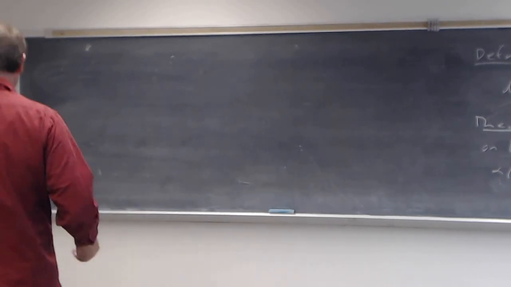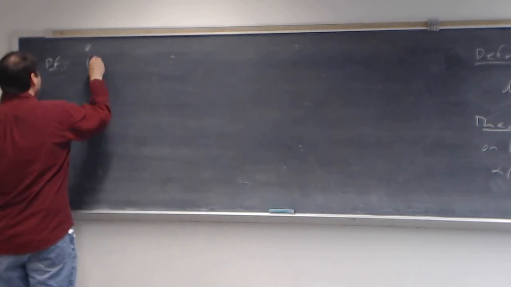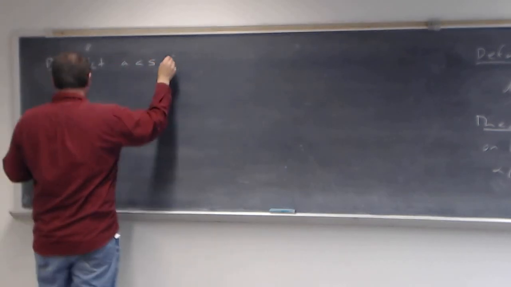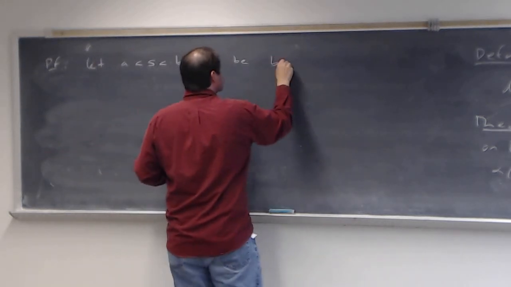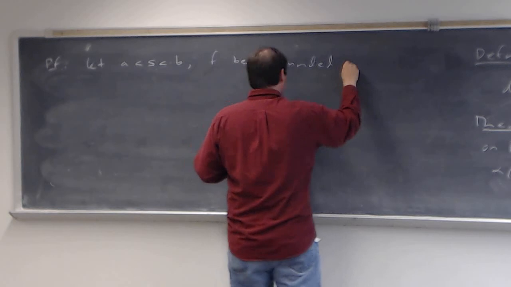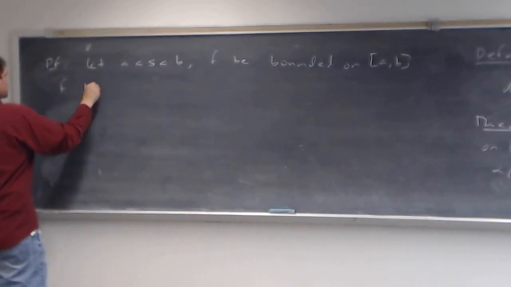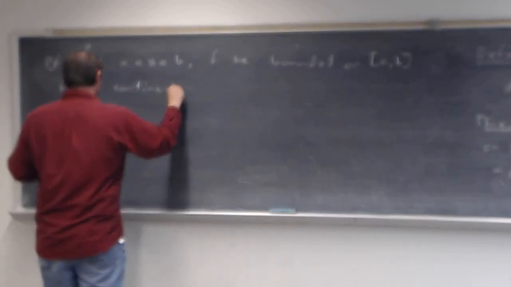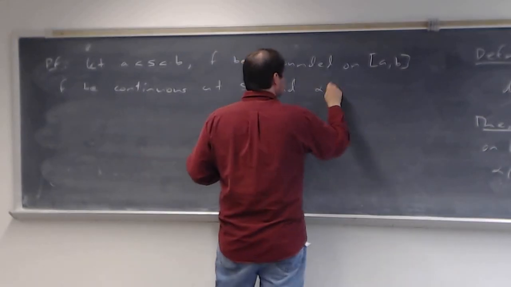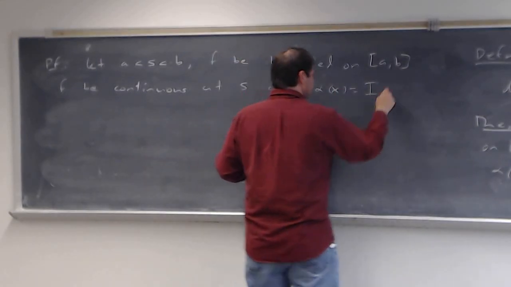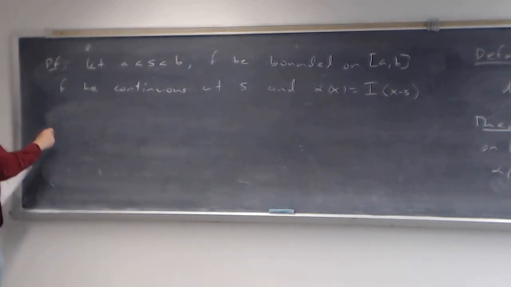Okay, let's look at the proof. We let a be less than s be less than b, f be bounded on a to b, f be continuous at s, and alpha of x equal to this unit step function acting on x minus s. I'm going to look at this guy first, so this alpha.